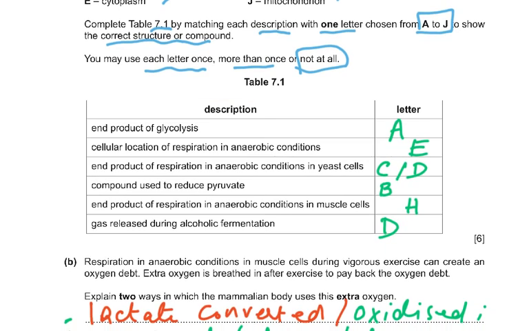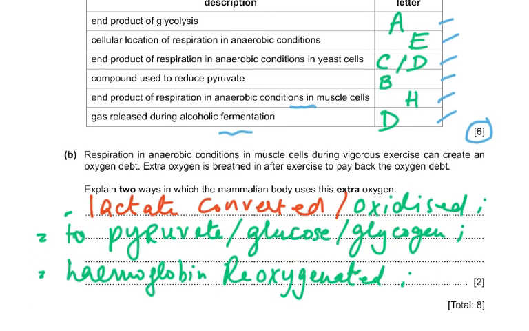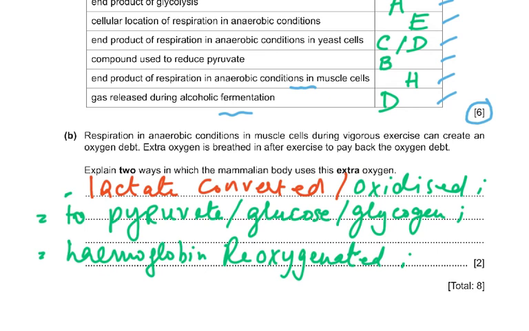End product of glycolysis was A. Cellular location of respiration in anaerobic conditions was E. End product of respiration in anaerobic conditions in yeast cells was C or D. You could have written any one of them because there were 6 marks, so every line is 2, 3, 4, 5, 6. End product of respiration in anaerobic conditions was H. Gas released during alcohol fermentation was D. That was a very direct, very easy question. Everybody should have got their full 6 out of 6.